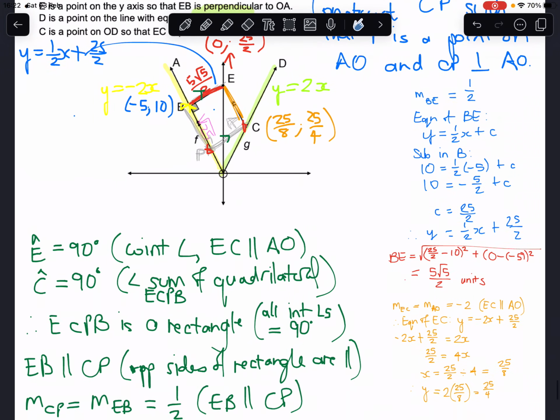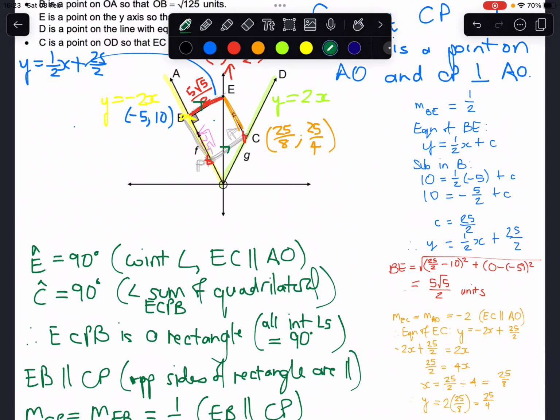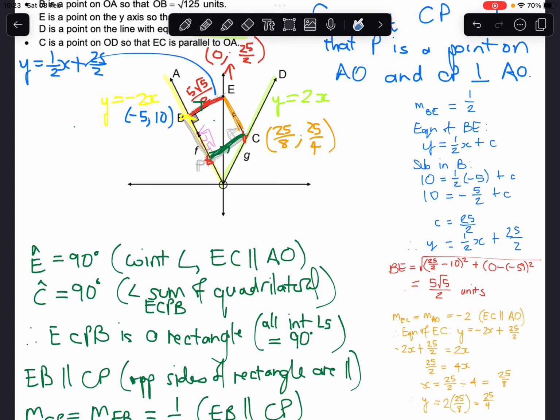Okay, so therefore the equation is going to be y is equal to a half x plus 75 over 16. Right, so that's the equation of this line. Okay, and we want to find P. P can be found by obtaining the point of intersection between this line and our yellow line, which is y is equal to negative 2x. So let's do that.